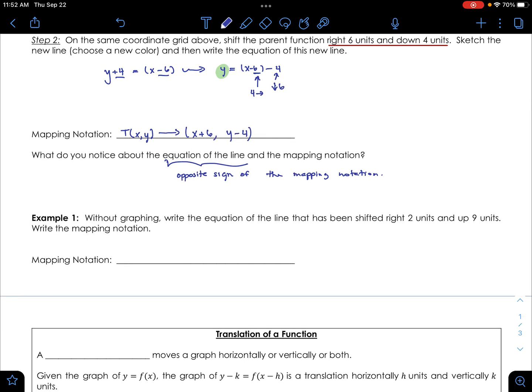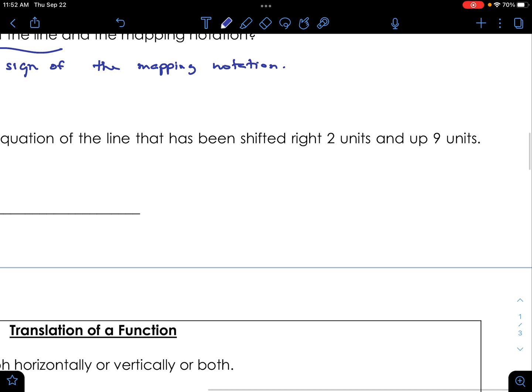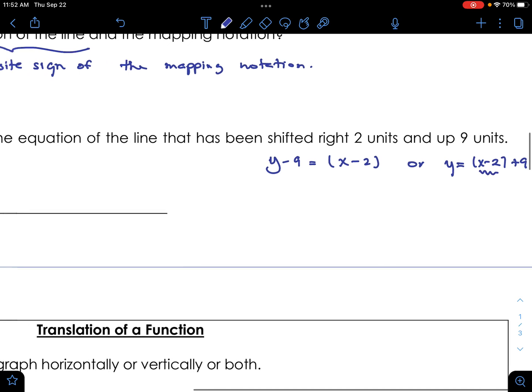So if we look at this first example, it says without graphing, write the equation of the line that has been shifted right 2 units and up 9 units. So if we're shifting something to the right 2 and up 9, this would look like y minus 9 equals x minus 2. Again, we're shifting 9 units up and 2 units to the right. You could also see this written as y equals x minus 2 plus 9. Again, when it's written in this form, the equation only lies to you one time. Moving 2 right, up 9.